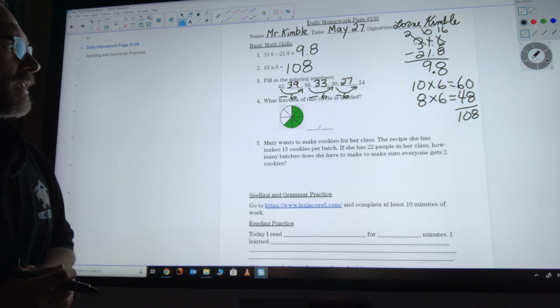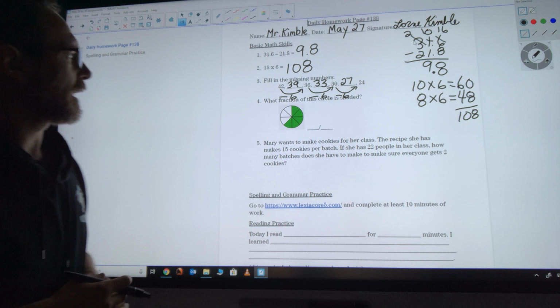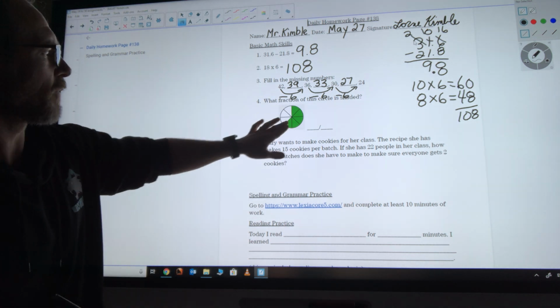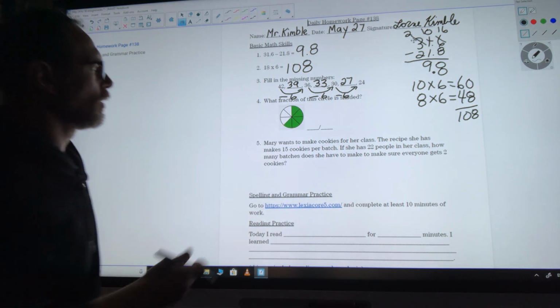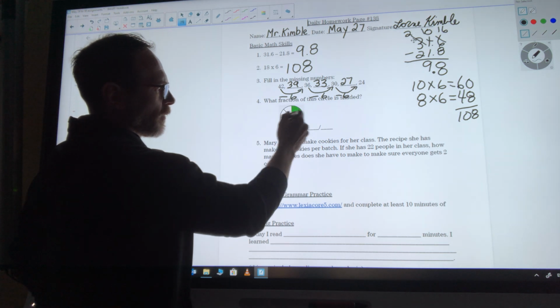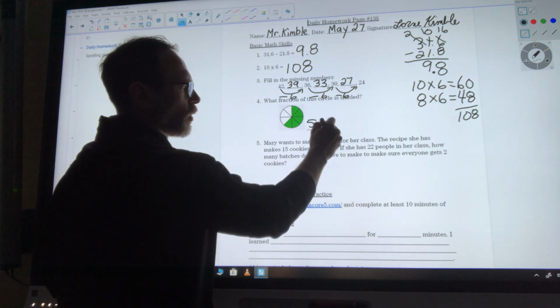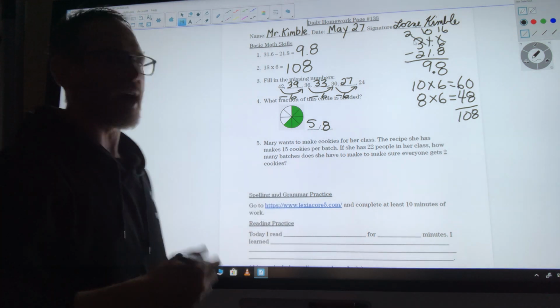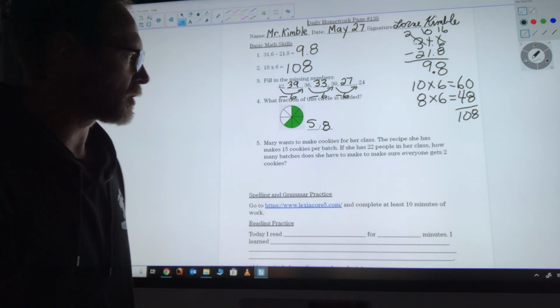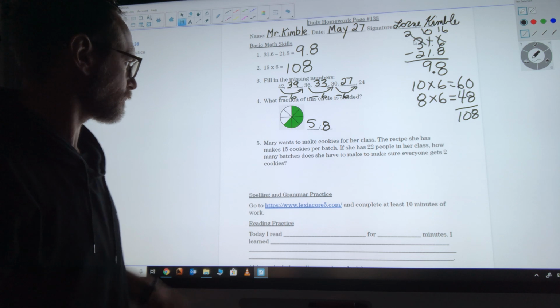Number 4 is going back to our fractions unit, and it's asking what fraction is shaded. Well, there are 5 pieces that are shaded in out of the 8 total pieces. So that means 5/8 of this shape is shaded in.